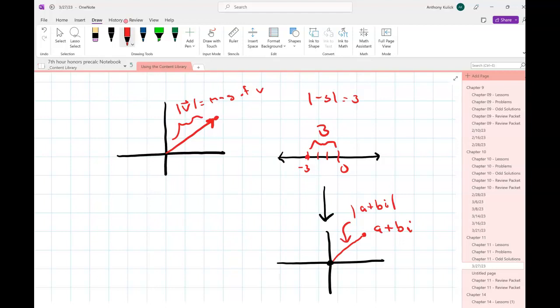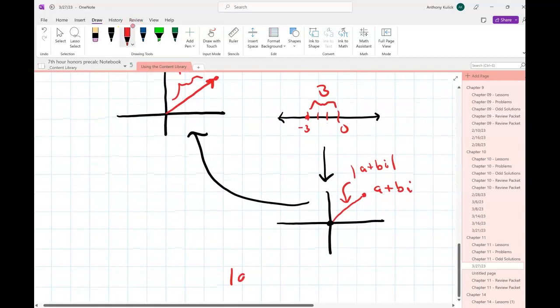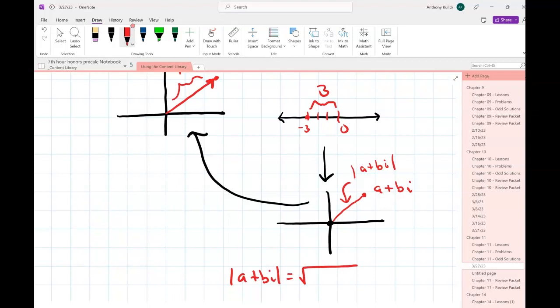And that is really the same as the magnitude of a vector, because we're talking about doing the same thing. So how would we calculate that then? How did we do that for a vector? Well, we just took the square root of the x component squared plus the y component squared.